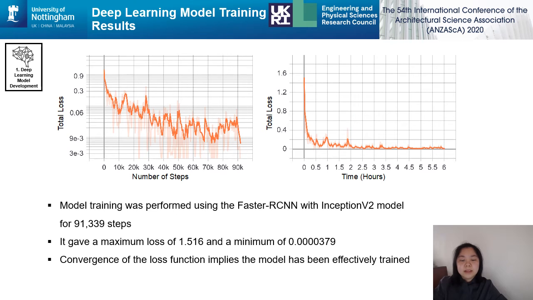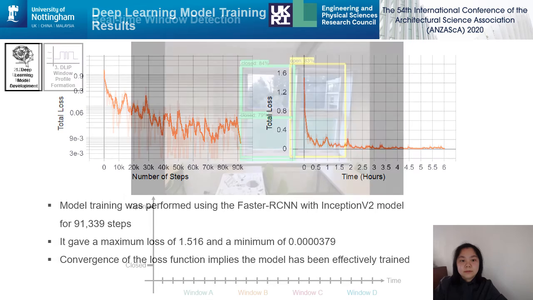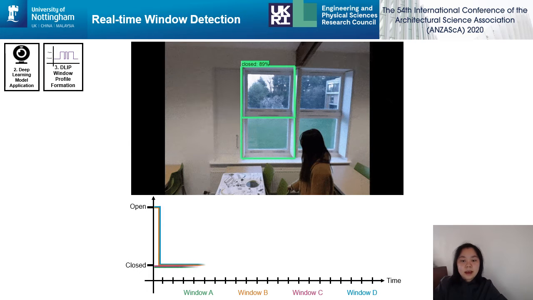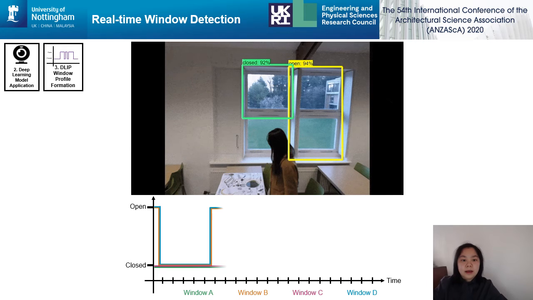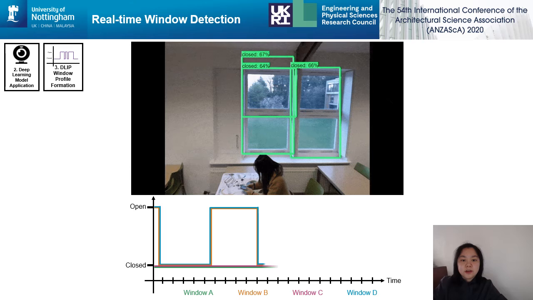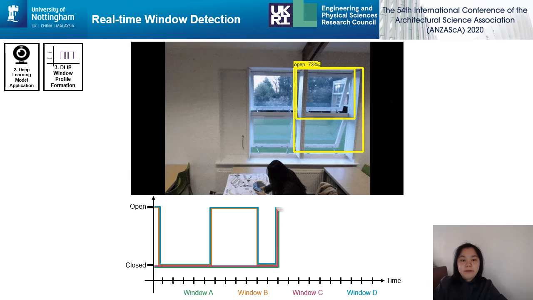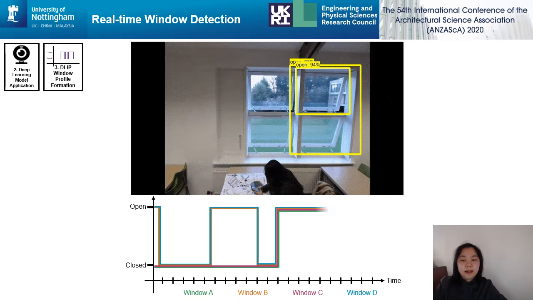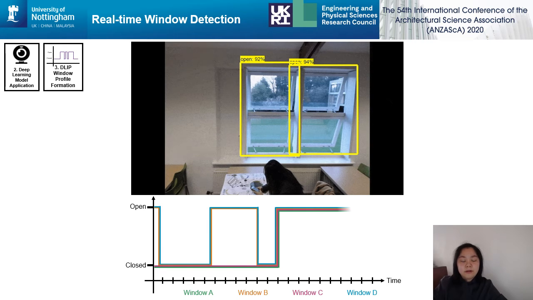For the developed CNN model, the following shows the training performance. The convergence of the loss functions implies the model has been effectively trained. Here shows an example of the real-time window detection of windows being opened and closed within the case study building. Accurate detection for each window can be shown. However, there are still errors in detection, which shows further development is required to achieve higher accuracy.